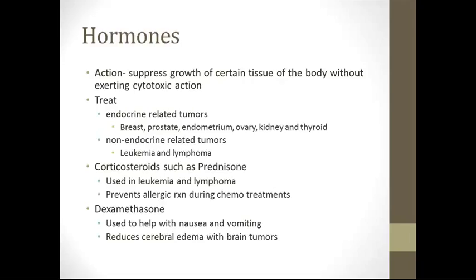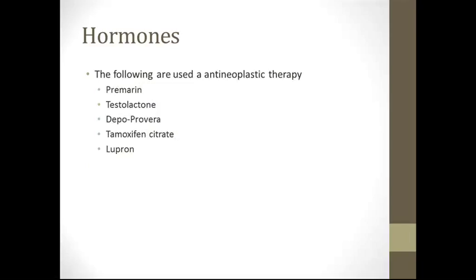Corticosteroids such as prednisone are used in leukemia and lymphoma. It prevents allergic reaction during chemo treatments. We also use dexamethasone to help with nausea and vomiting. It also reduces cerebral edema in patients with brain tumors. The following hormones are used in antineoplastic therapy: Premarin, Spironolactone, Depo-Provera, Tamoxifen citrate, and Lupron.